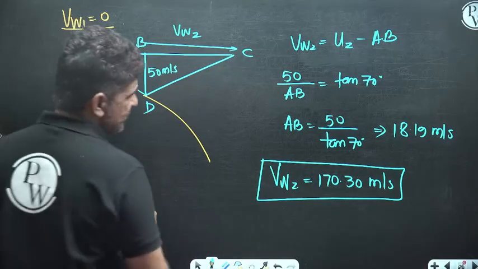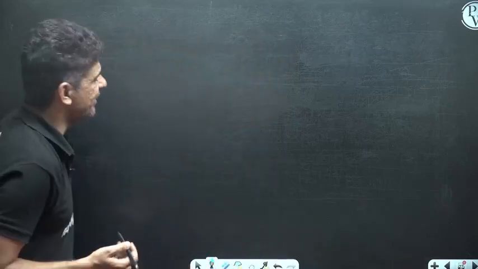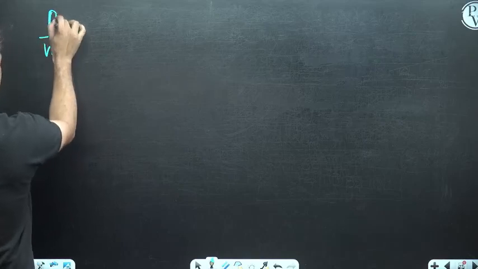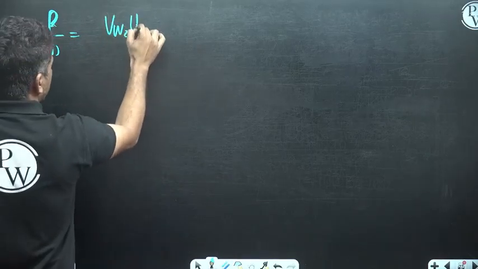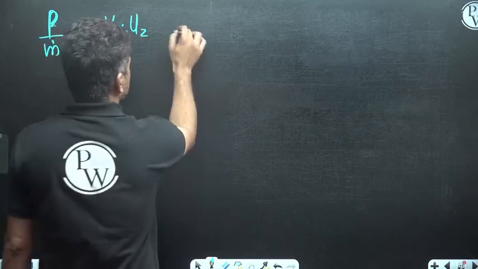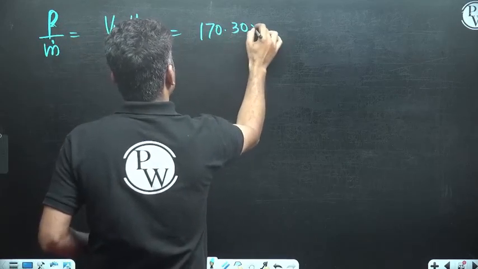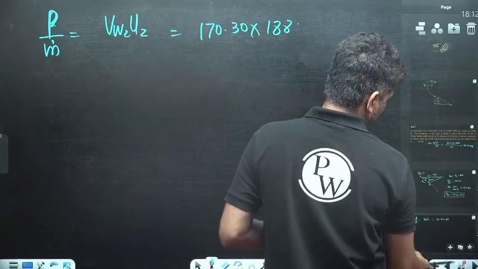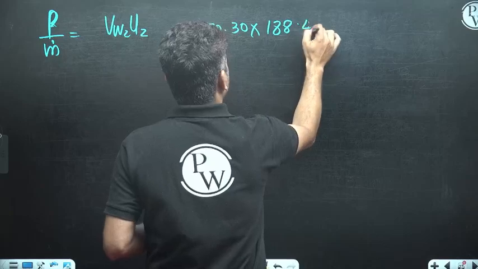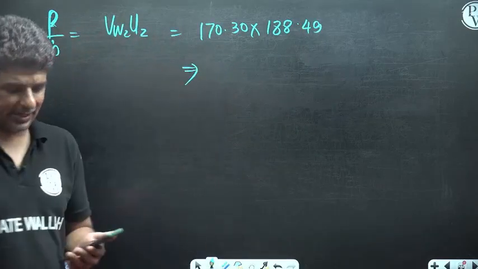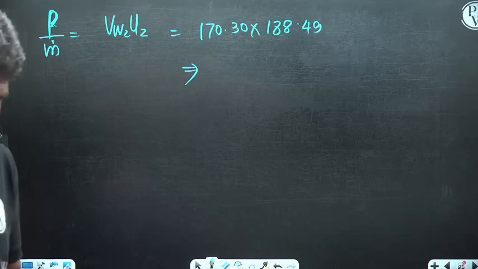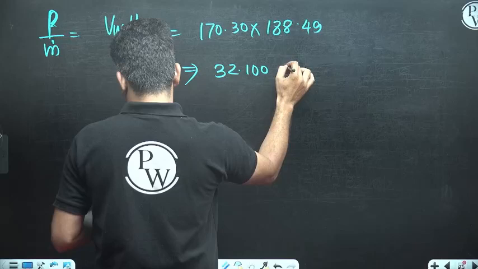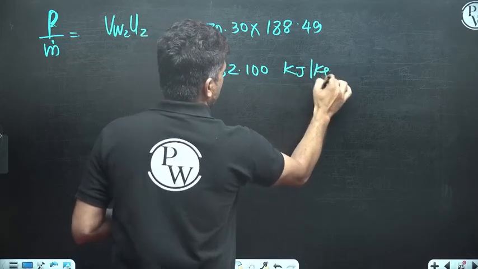Okay. So now if this is your VW2, you can calculate the power required per kg of mass flow. So power required per kg of mass flow will be equal to VW2 times U2. And this will be equal to 170.30 multiplied by 188.49. Is it clear? So that comes out to be 32,100, so 32.100 kilojoule per kg. Is it clear?